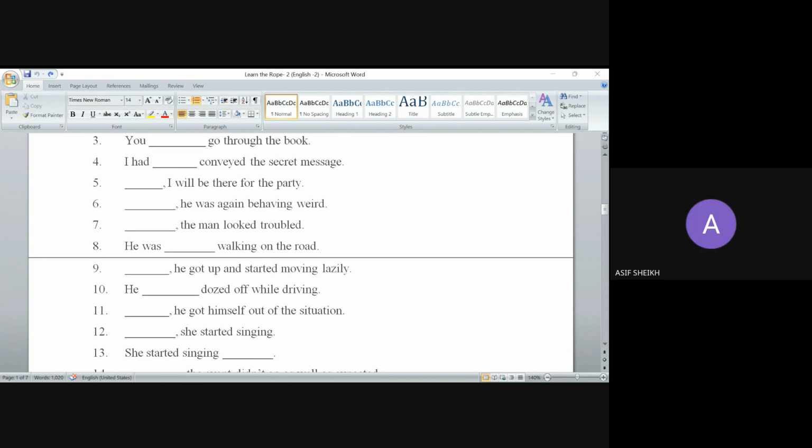Fortunately here. Yes, fortunately is right. Wisely, he got himself out. Yeah, okay. Wisely fine. Fortunately fine. Stupidly he got himself out of the situation? No. To get yourself out of a situation is a positive thing, right? So you can say cleverly. Correct. Cleverly he got himself out of the situation. Okay? Luckily also, I believe. Luckily also. Yes, luckily he got himself out of the situation. That also works. Then dash she started singing.